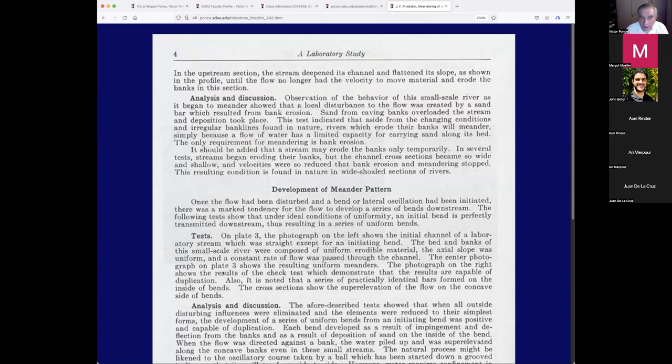This test indicated that aside from the changing conditions and irregular bank lines, rivers which erode their banks will meander, simply because a flow of water has a limited capacity for carrying sand along its bed. The only requirement is bank erosion. So basically he's saying if the bank is erodible, the river will meander. But that's not the fundamental reason for it, I do believe.